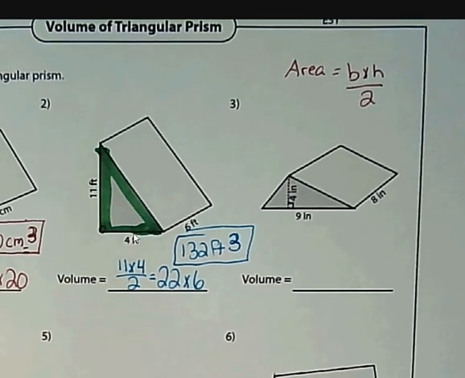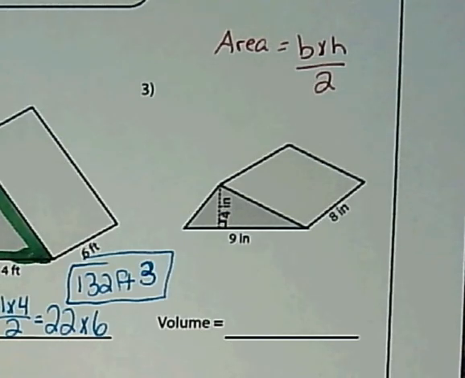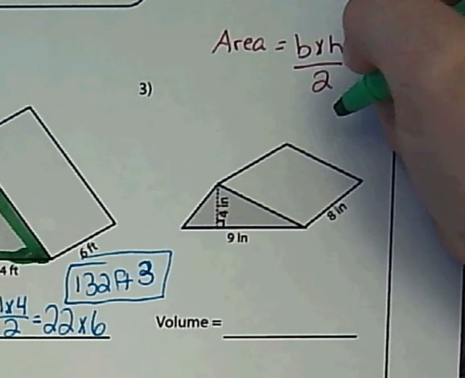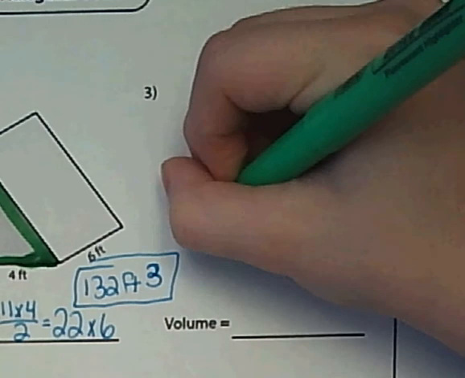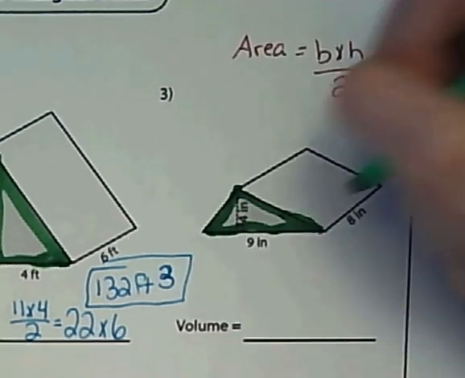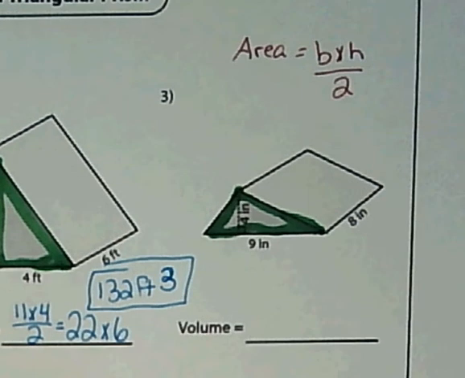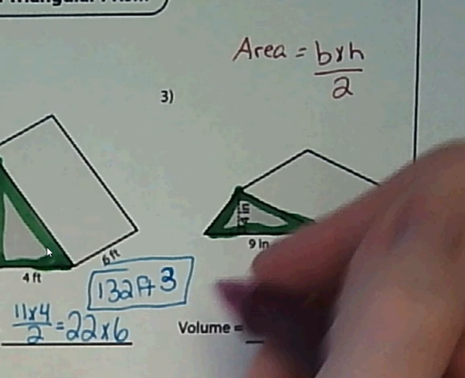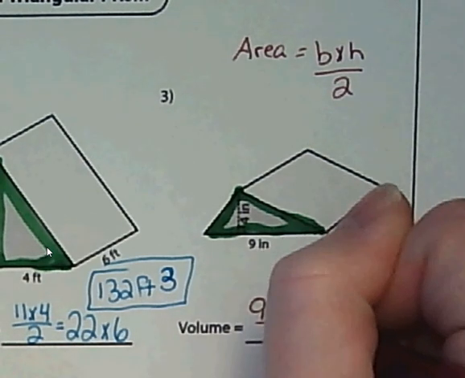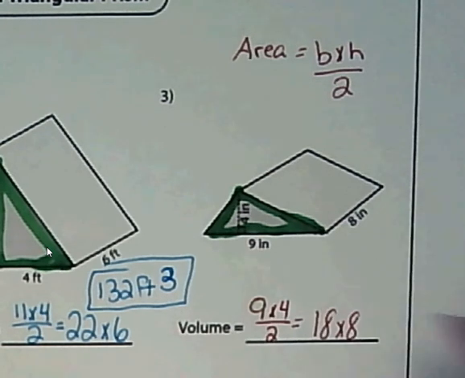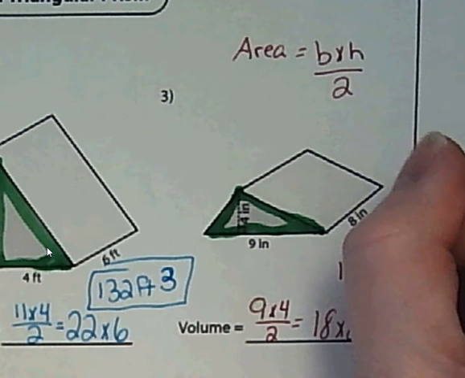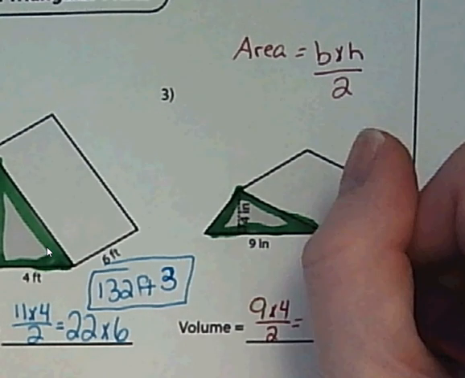Okay, try number 3. Like we did last time, the base is once again the triangle. We're going to highlight for a second. So we want to do 9 times 4 divided by 2, which in this case is 18. And 18 times 8 would give us 144 inches cubed.